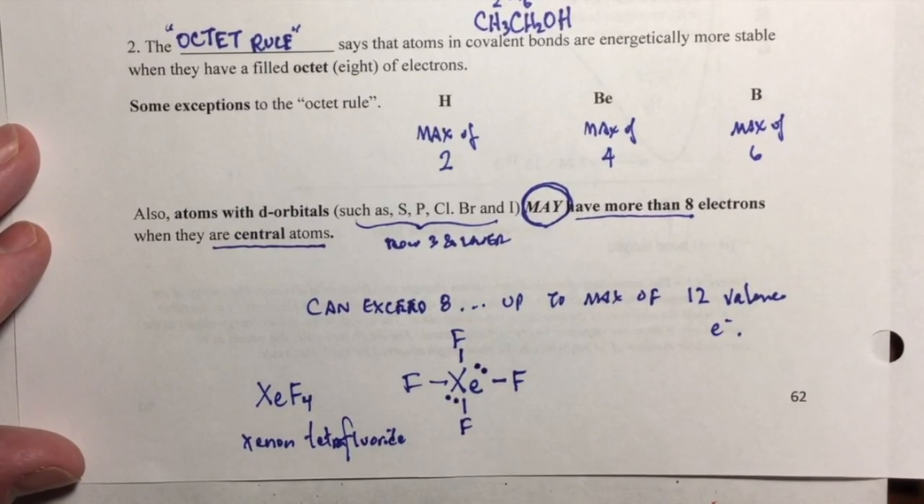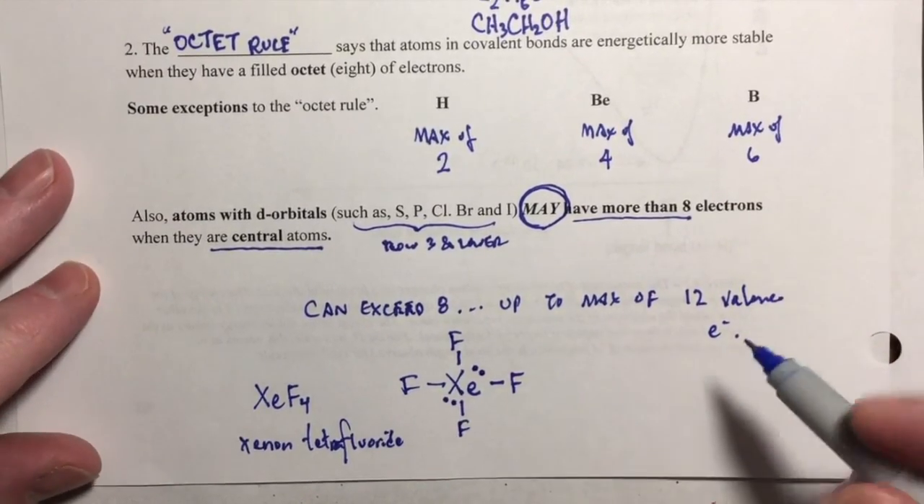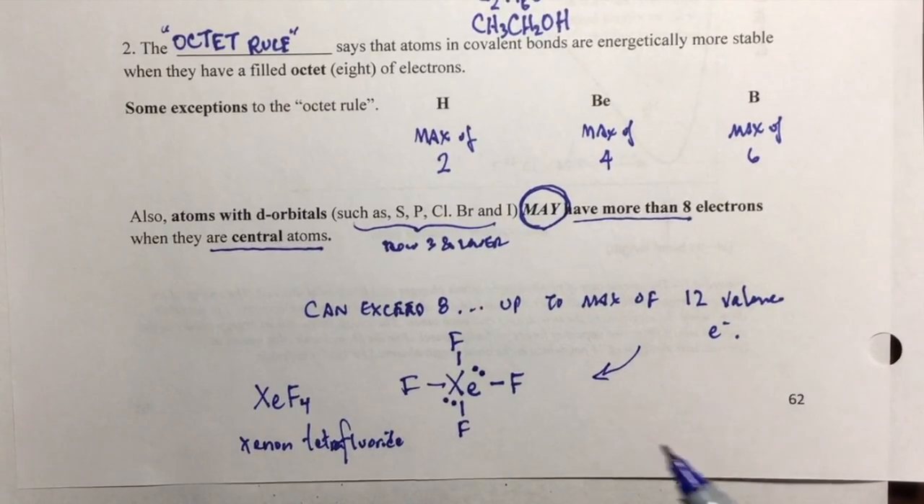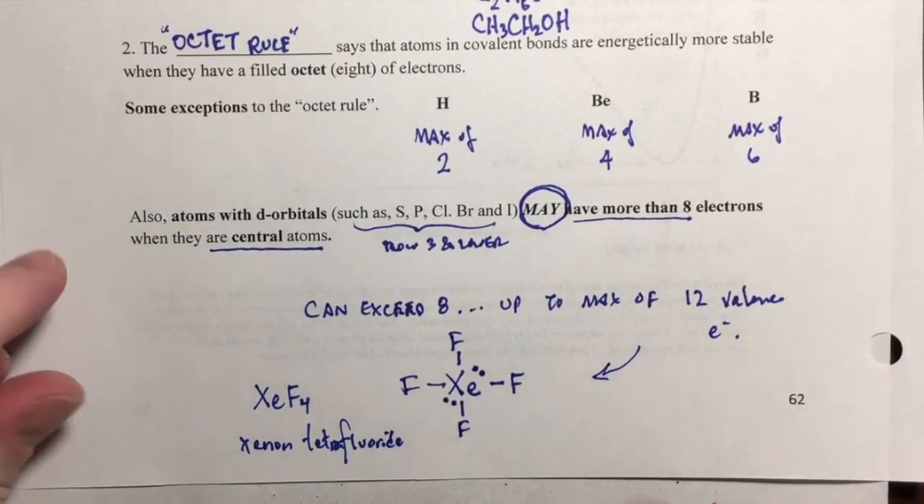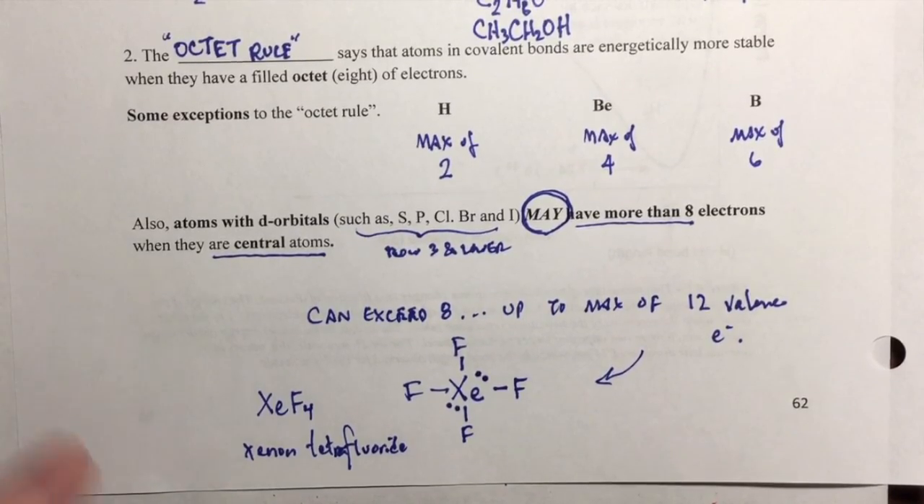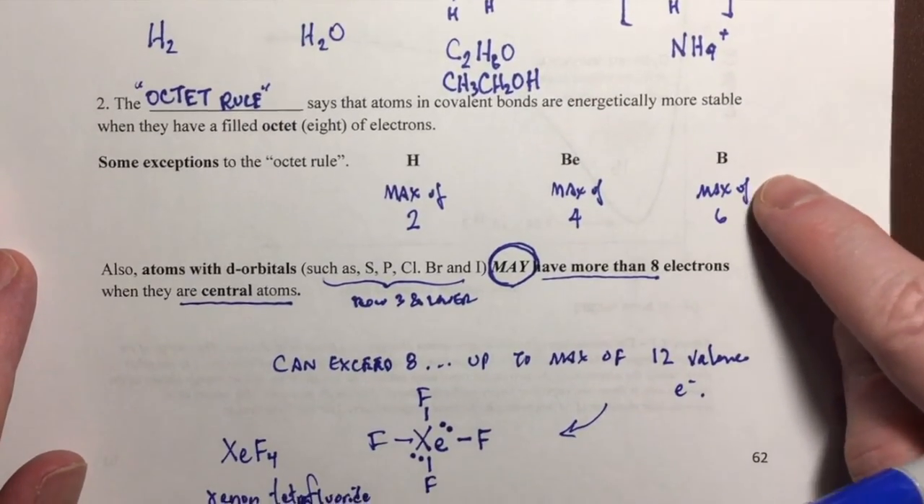looks like this. How many electrons are around that xenon? 2, 4, 6, 8, 10, 12. So there's an example of how atoms that have d orbitals may exceed the octet rule and they may even have up to 12 valence electrons. Okay? So that's the octet rule and some important exceptions.